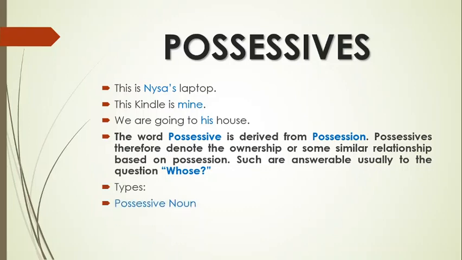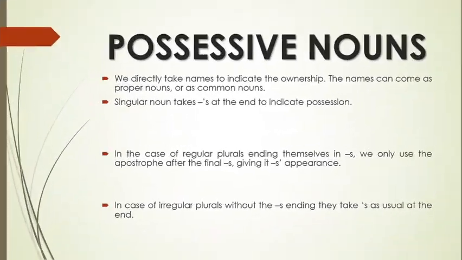Possessive noun. Nisa is a noun and therefore Nisa's laptop is a possessive noun. Possessive pronoun. The Kindle is mine. Mine is a pronoun and it shows possession. So, possessive pronoun. And finally, possessive adjectives. His house. His qualifies the house. Therefore, possessive adjective. Now let us talk about possessive nouns first.